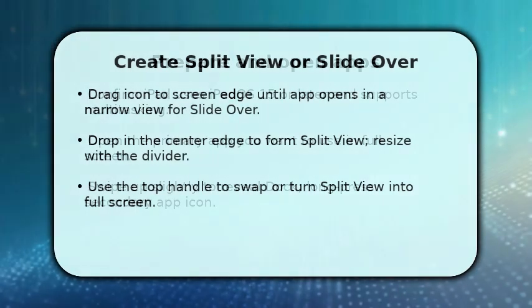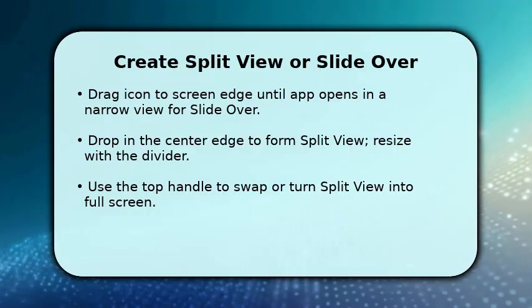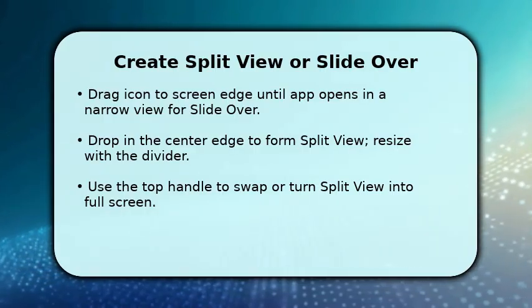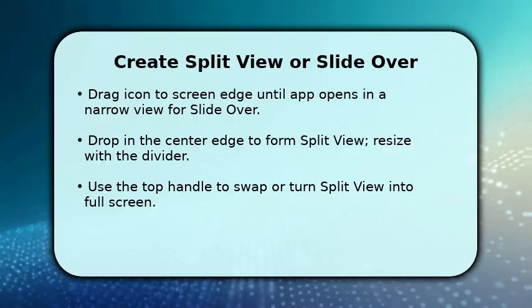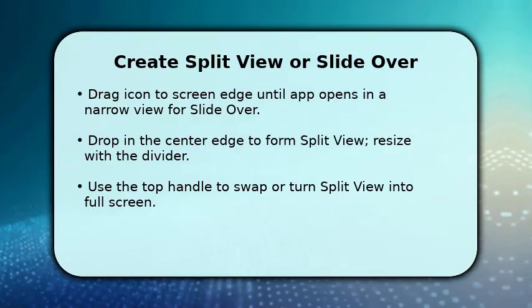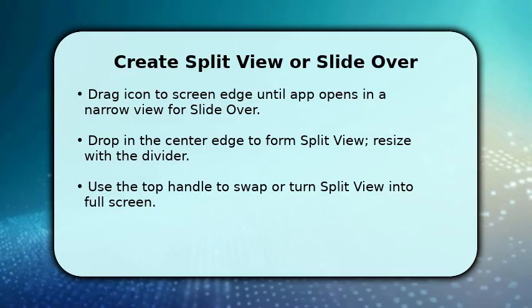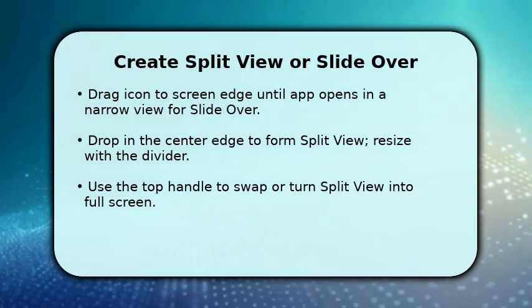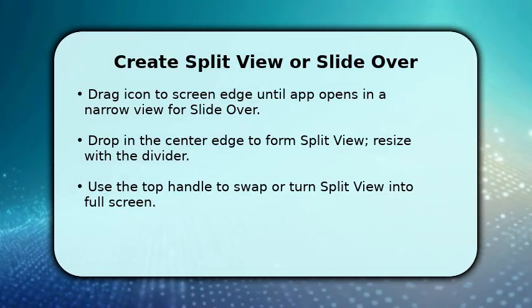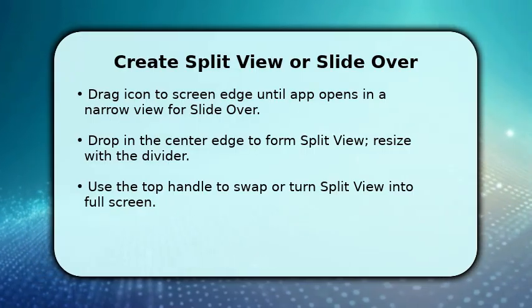Now decide whether you need split view or slide over. Drag the app icon to the screen edge and hold. When it snaps into a narrow floating panel, you've created slide over, which is great for quick reference. Alternatively, drop the icon into the center edge to form split view for side-by-side work.